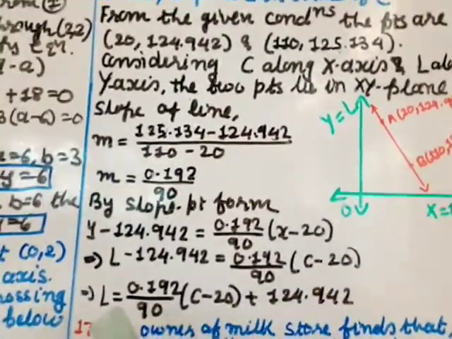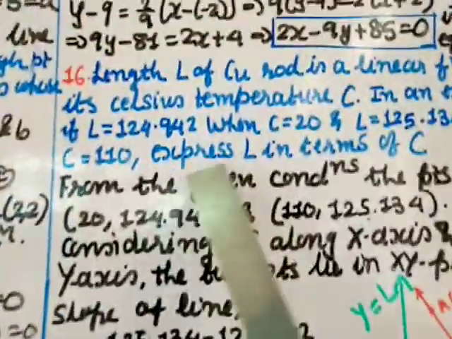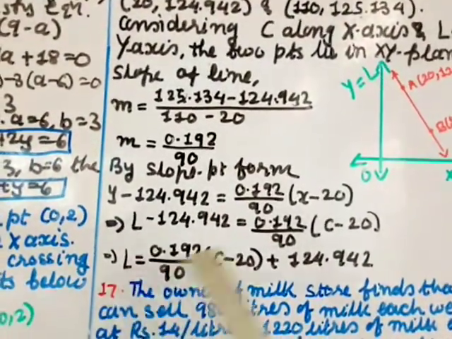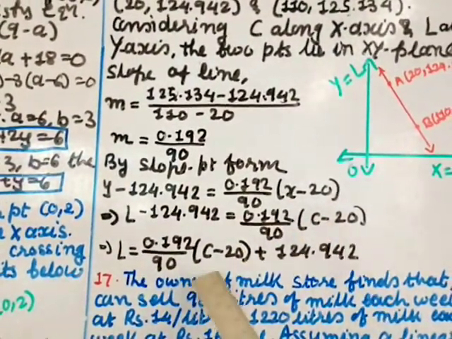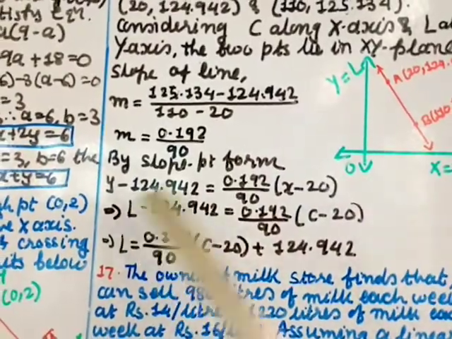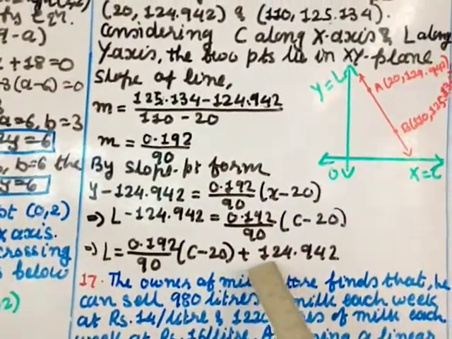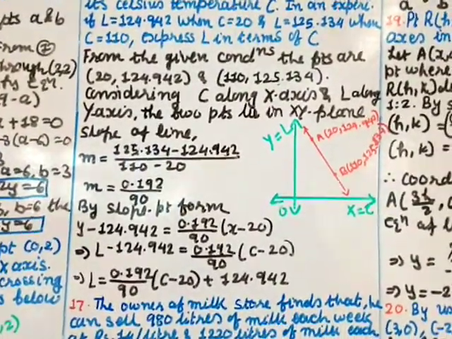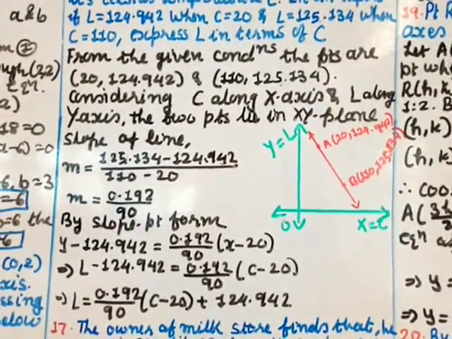Okay, now I want to express L in terms of C, right? So what we will do, transfer this over here. So I'll write L equal to this as it is, this also as it is, and when you transfer this it is negative, when you transfer it becomes positive 124.942. So that is the calculation, or the expression of L in terms of C.